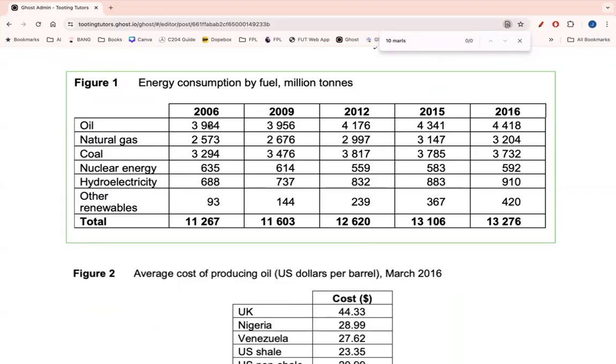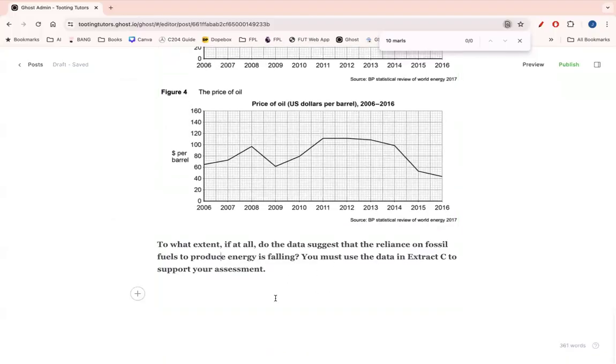So I'd say oil has gone up in 2006 to 2009. It went up again into 2012. It went up again and it went up again. Coal went up, up, up. No, up, slightly down and very slightly down. Okay. So I would start with that.